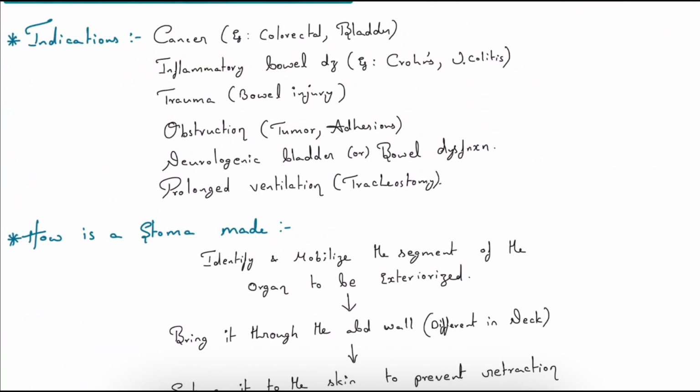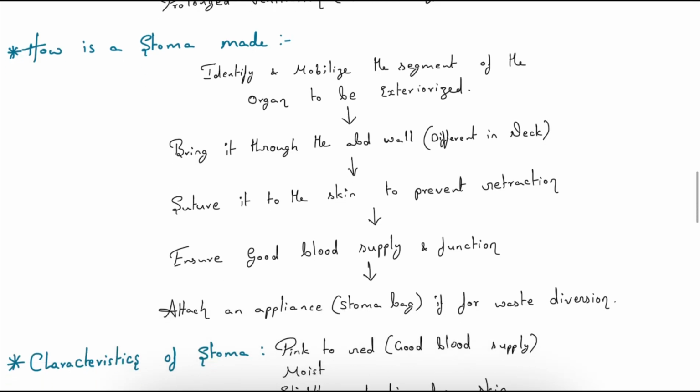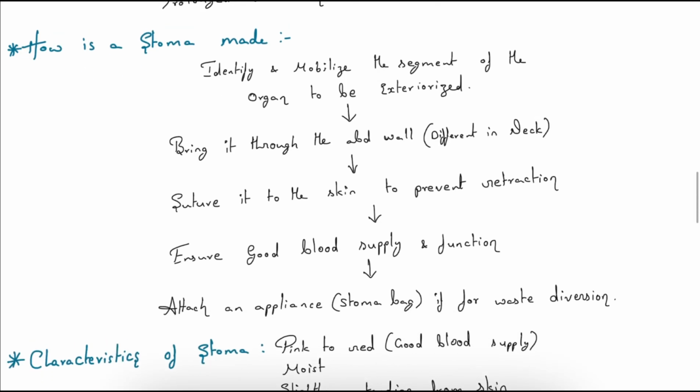So the indications for when we have to do surgery for a stoma are cancer, for example colorectal cancer, bladder cancer, or inflammatory bowel disease, which we already discussed, and trauma and obstruction like tumor or adhesions, and neurogenic bladder. Okay, and bowel dysfunction or prolonged ventilation and tracheostomy. So how is a stoma made?